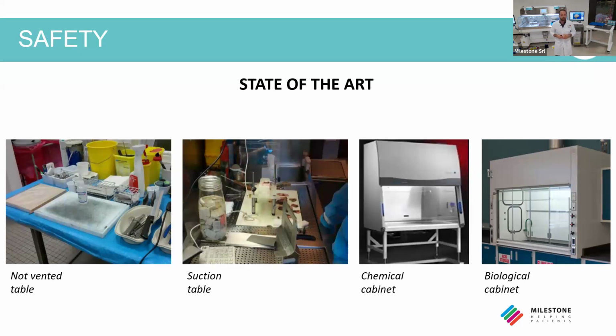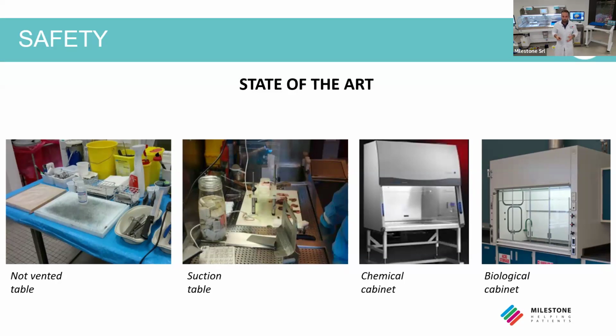The second image is a suction table. This is slightly more efficient than the no ventilation of the previous image, but of course it is an open system. An operator working on the working area of this suction table is slightly exposed to the fumes that come from the formalin. The last two images are a chemical cabinet and then a biological cabinet. Both are enclosed systems, as you see.